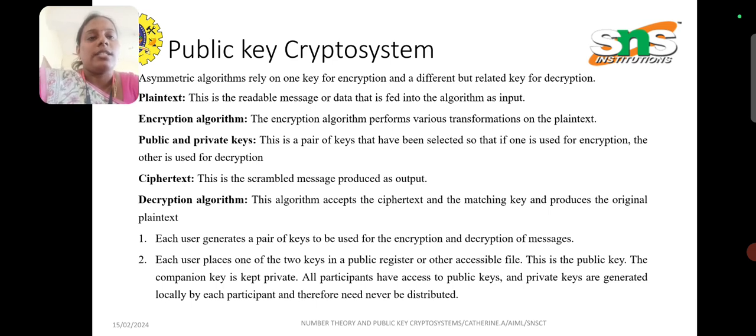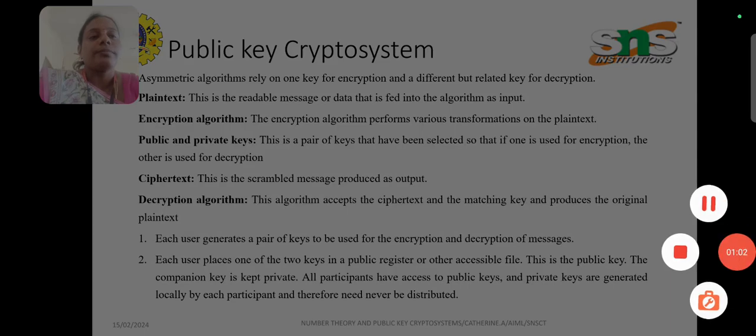Each user generates a pair of keys to be used for the encryption and decryption of messages. Each user places one of the two keys in a public register or other accessible file. This is the public key. The companion key is kept private. All participants have access to public keys, and private keys are generated locally by each participant and therefore need never be distributed.